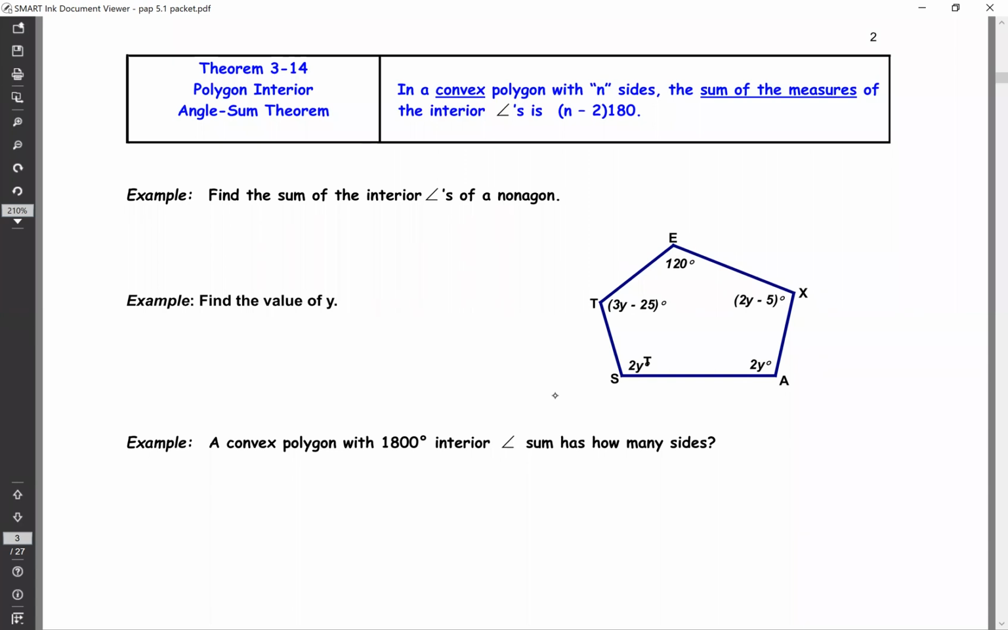So it says, find the sum of the interior angles of a nonagon. So remember, a nonagon, that's 9 sides. So n equals 9. So we would plug it in here. So we would do 9 minus 2 times 180. And you just type, so 9 minus 2 is 7, times 180 is 1,260 degrees. So that's what all of the angles inside a nonagon should add up to.